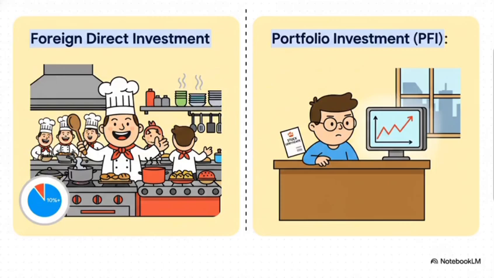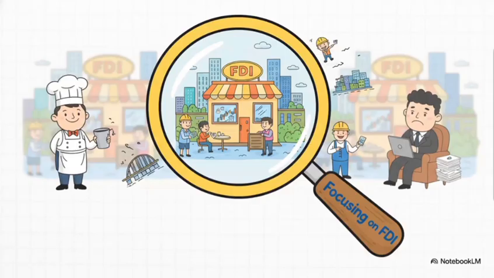On the other side, you have portfolio investment, or PFI. This is way more passive. It's like buying a few shares of that same restaurant stock. Sure, you're an owner, but you're not in the kitchen calling the shots. Now, both of these are super important, but for the rest of our time here, we're going to zero in on FDI. And why is that? Well, it's because FDI is the hands-on, direct control kind of investment that has the most profound, most immediate impact on a country's economy and its people.